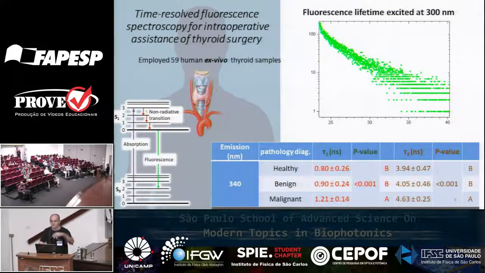And before we start talking about light dosimetry, I selected two slides to show what I do in diagnosis. This is the first, which summarizes the work where we employ time-resolved fluorescence. In this work, we show that with the fluorescence lifetime, excited at 300 nanometers in thyroid tissue, you can detect differences between malignant and benign tissue, using the lifetime at emission of 340 nanometers. That is the main result from one collaboration with our hospital.